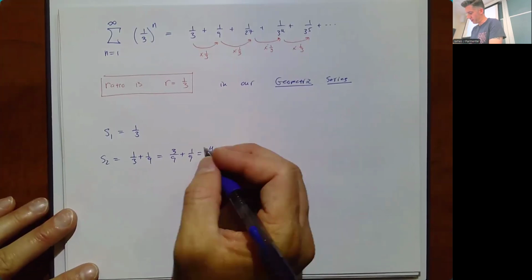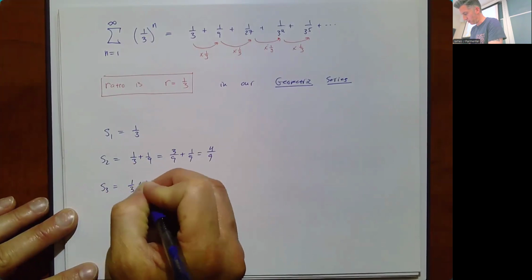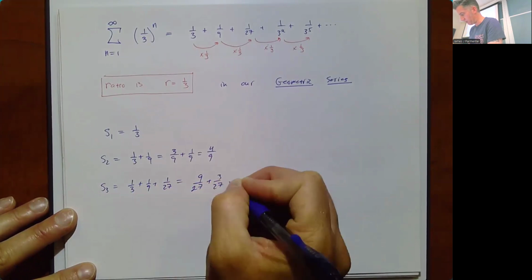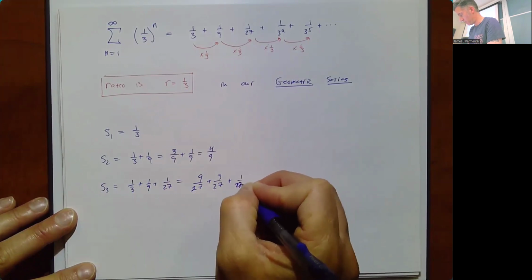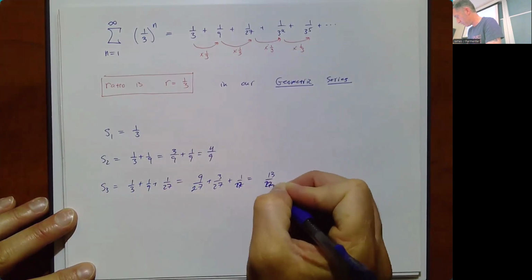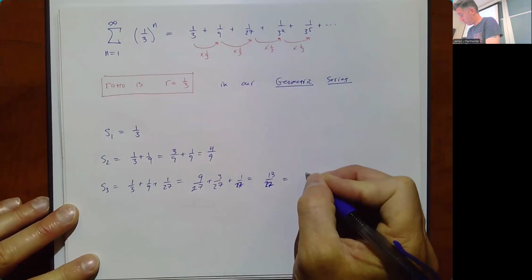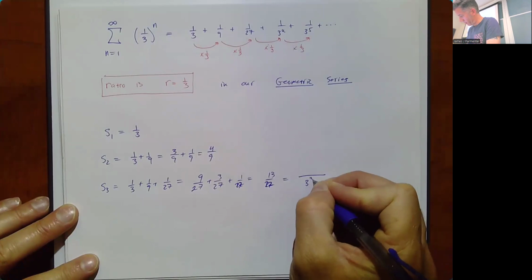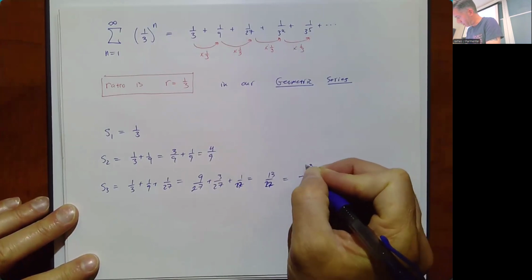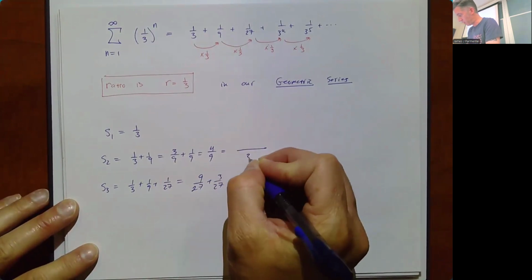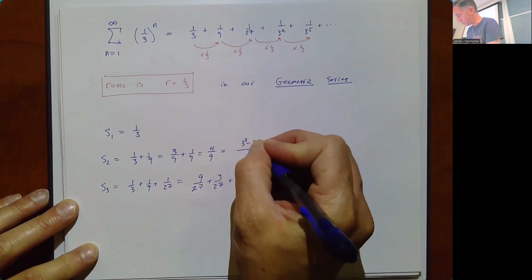My third partial sum is 1/3 plus 1/9 plus 1/27, which is going to be 9/27 plus 3/27 plus 1/27, which is 13/27. Sometimes you can just write out the first few terms and start to see the pattern. I'm noticing that the denominator is essentially twice the numerator plus 1. So this is really 3³ on the bottom and 3³ minus 1 divided by 2 on top. Same deal here: this is 3² on the bottom, and we have 3² minus 1 divided by 2 on the top.